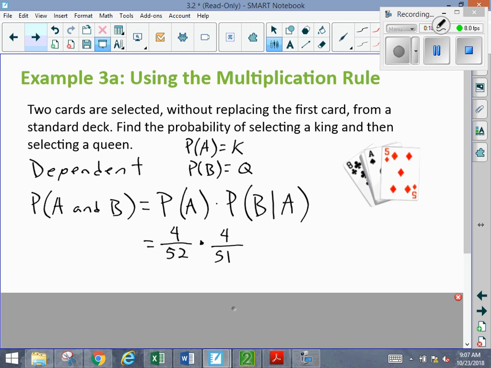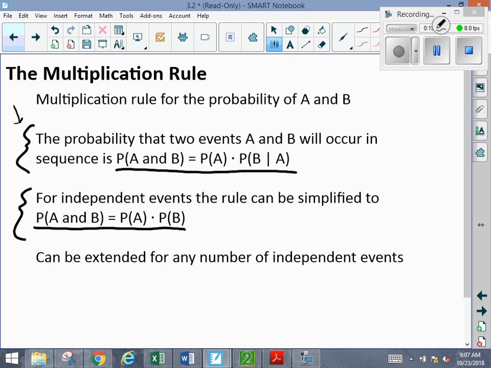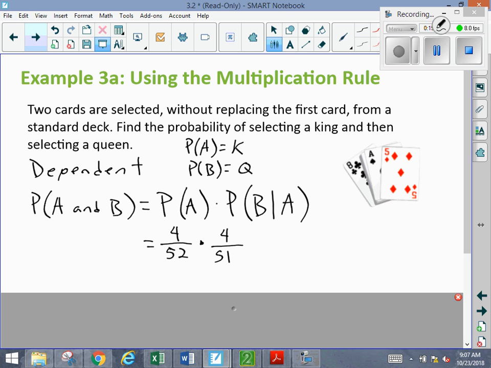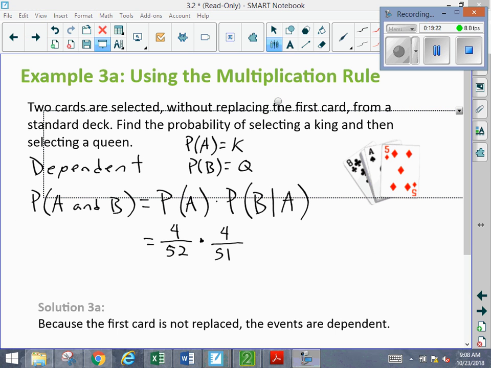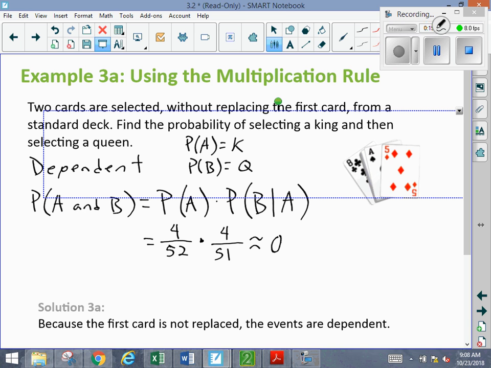We can just straight up calculate that. We'll do 4 divided by 52 times 4 divided by 51. I came up with a really small probability, which is 0.006. So very, very simple.